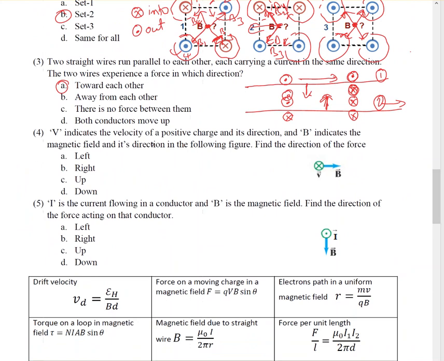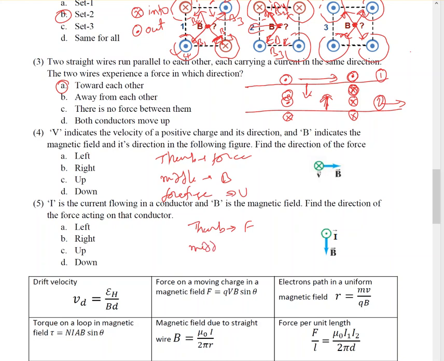Here V indicates the velocity of a positive charge and its direction, and B indicates the magnetic field and its direction. In the following figure, find the direction of the force. Here also we are using the right hand rule. Always the thumb indicates the force, the middle finger indicates B, and the forefinger indicates the velocity V. For the next question, the thumb indicates the force, it's not going to change.